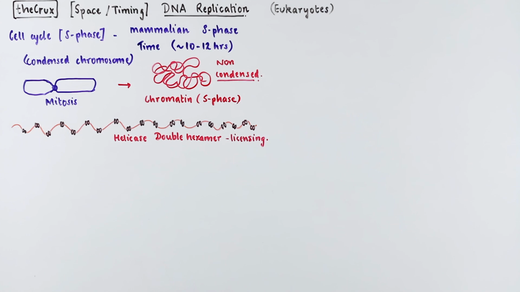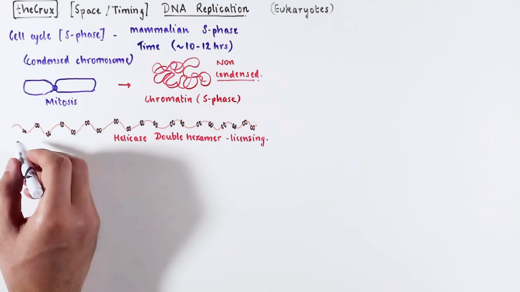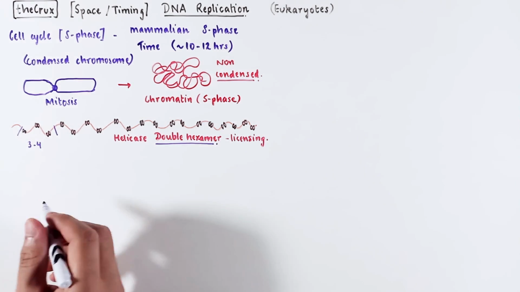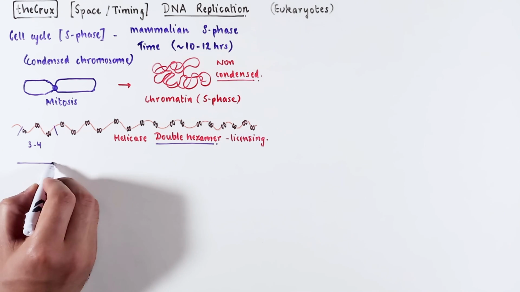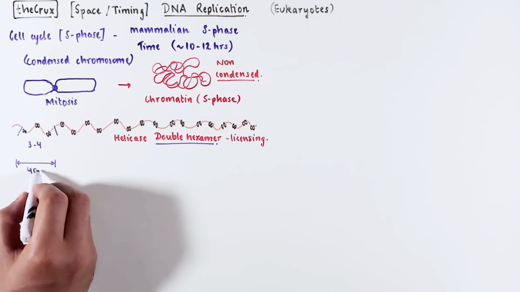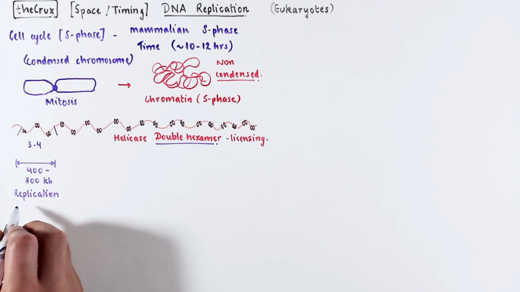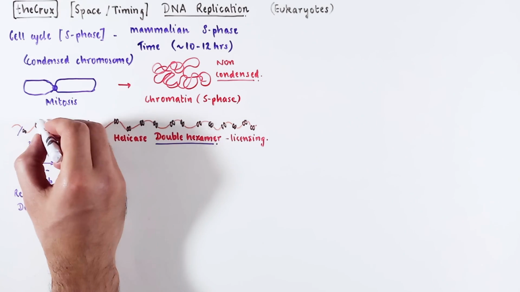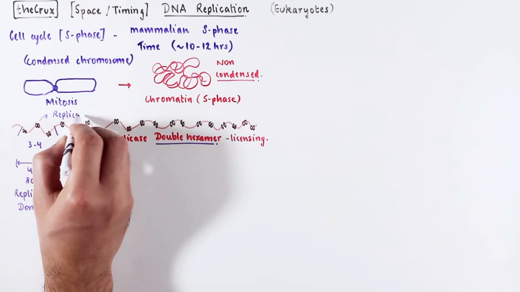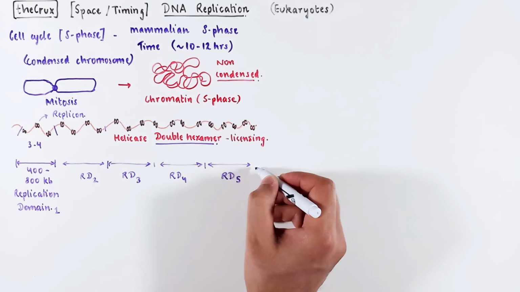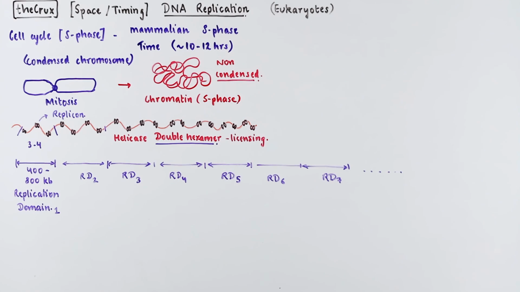This happens in the late G1 phase, or very early parts of the S phase too. A subset of the chromatin of about 3 to 4 potential replicons, which are these licensed double hexamers, form a domain of about 400 to 800 kilobases. This domain is called a replication domain. Just for clarity, this double hexamer is one potential replicon. This way you can partition the entire chromatin, or chromosome, into multiple replication domains.